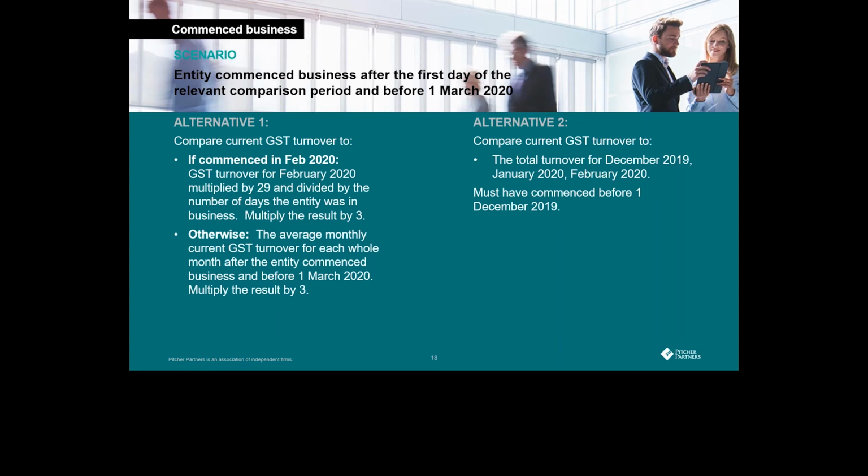The ATO's also provided an alternative which just takes the total of the turnover for the 3 months prior to the 1st of March. So you just total December, January, February, nice and easy, and use that instead. But obviously you must have traded for the entirety of that period.